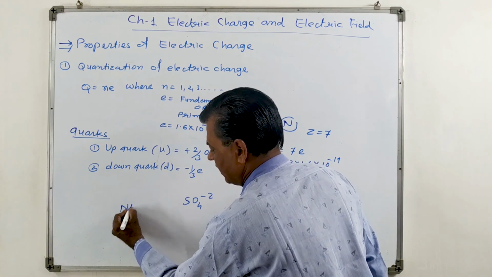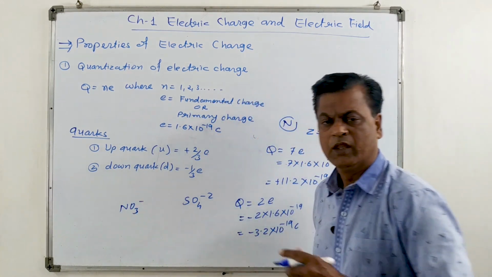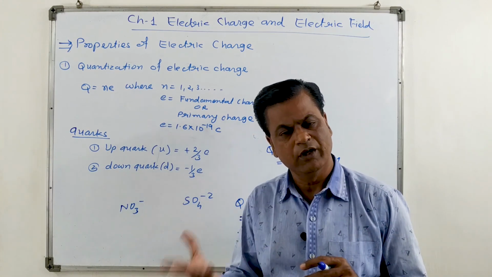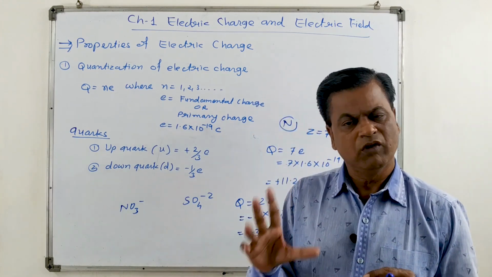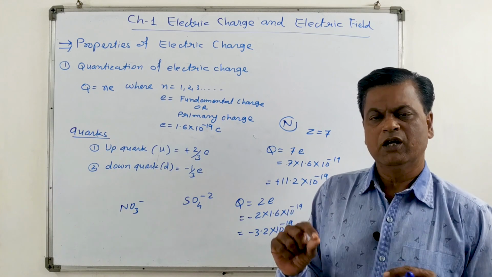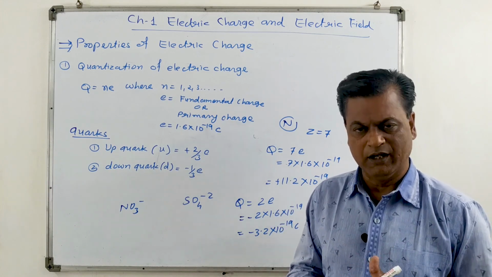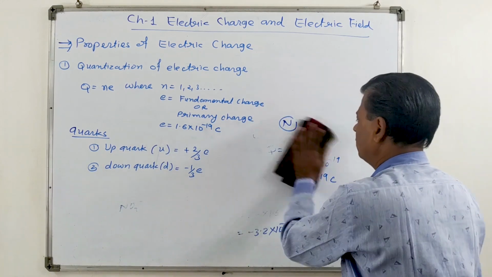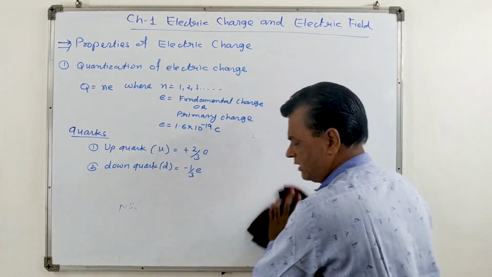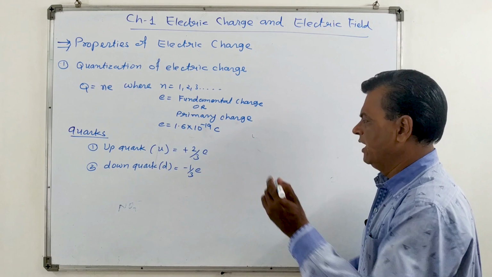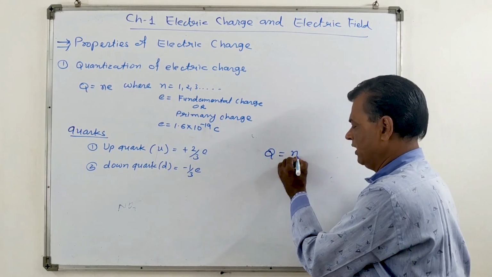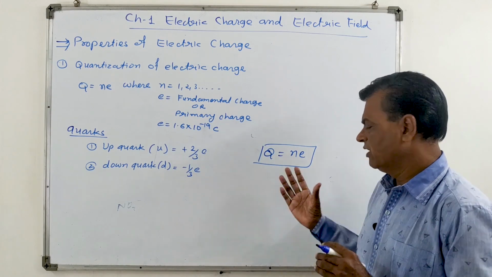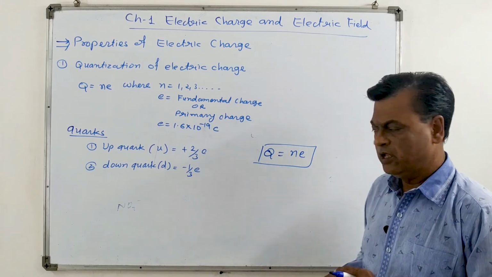Similarly, for the nitrate ion, here it indicates -1. So the charge on the nitrate ion is -1e, meaning minus 1.6 × 10^-19 coulomb. So here, to calculate the charge on a body, the equation is Q = Ne. This is the important equation. From this we can calculate the charge on the body.